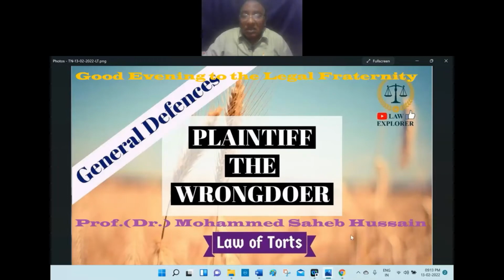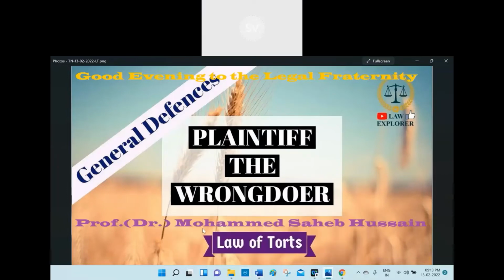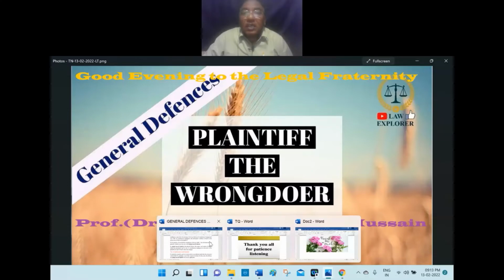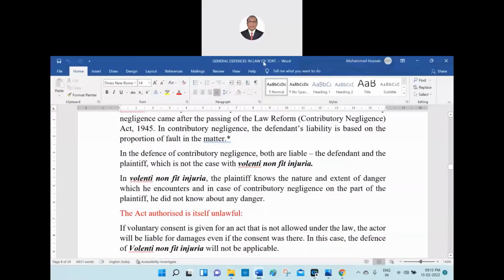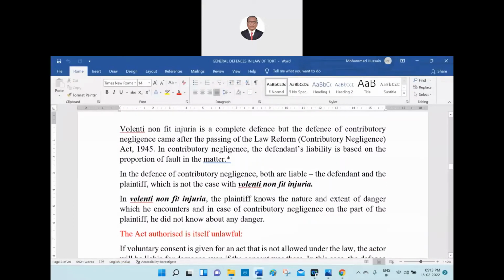Yes, now let us go to where I stopped in my last class yesterday. Yesterday we saw that volenti non fit injuria is a complete defense. It is a complete defense, but the defense of contributory negligence came after the passing of the Law Reforms (Contributory Negligence) Act of 1945. In contributory negligence, the defendant's liability is based on the proportion of fault in the matter. Up to that extent, we read it.